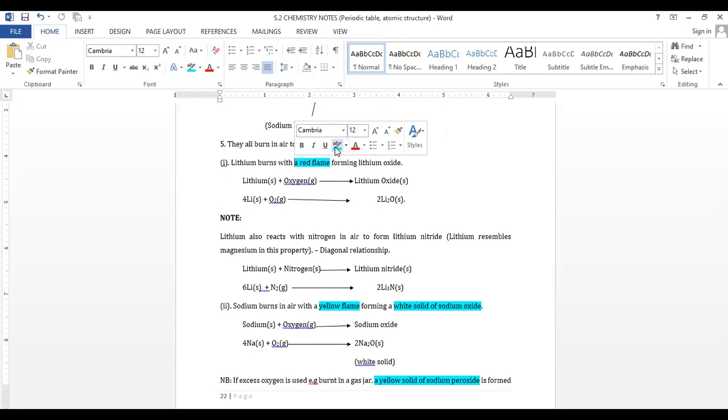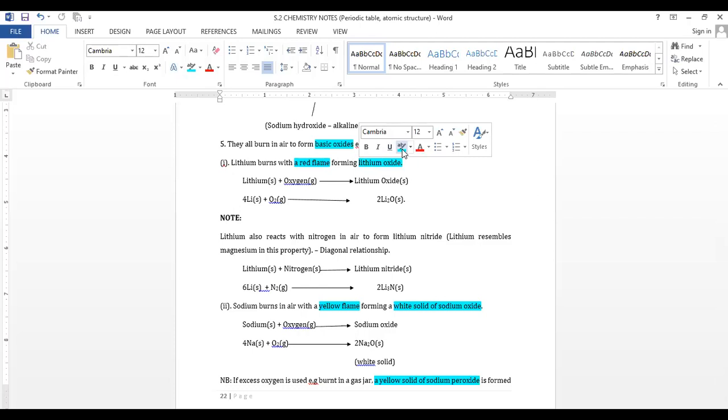Okay, so we say for lithium, it burns with a red flame, forming lithium oxide. So lithium oxide, since it is also an oxide from a metal, it is also a basic oxide. For now, let's focus on getting the word equations. We're going to learn how to write the formula equations very well and how to balance them.